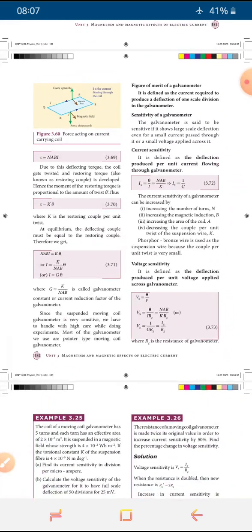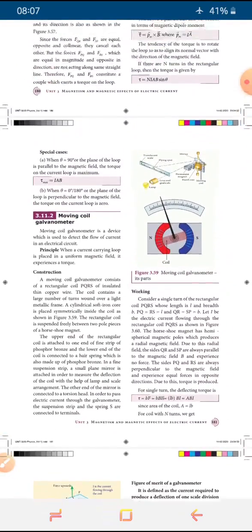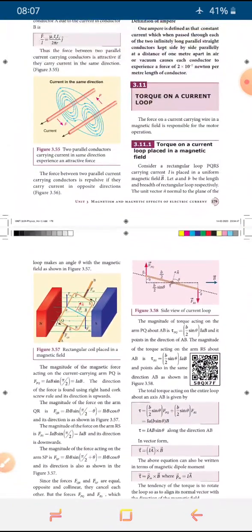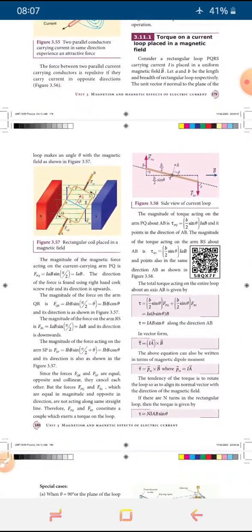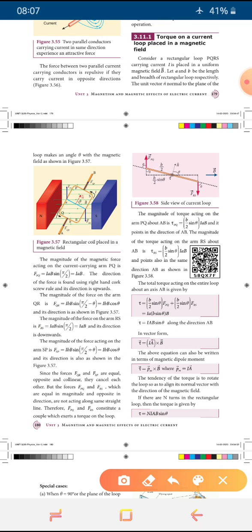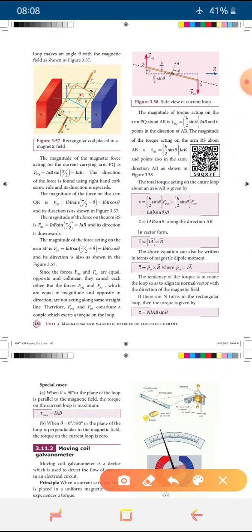We'll mark the question and answer here. The last important question is about the torque on a current loop placed in a magnetic field. You can start from here. You can write the question: explain the torque on a current loop placed in a magnetic field, and you can extend this answer with these two diagrams up to the next page, the two special cases. You can finish just before the moving coil galvanometer.